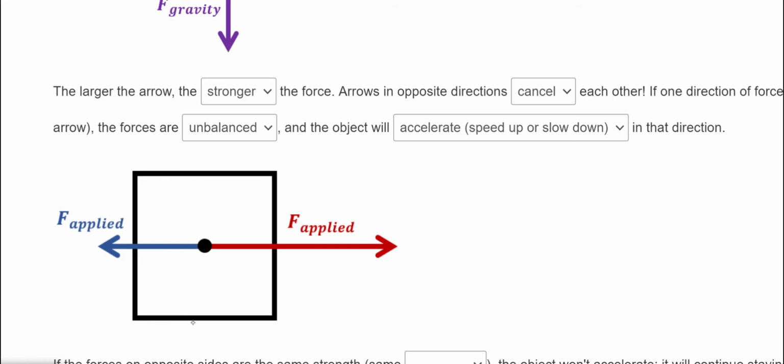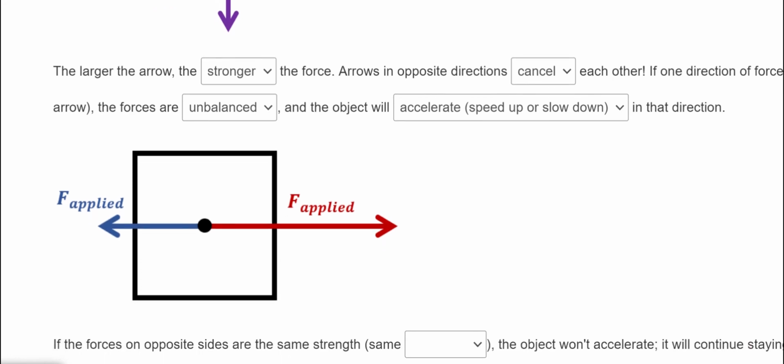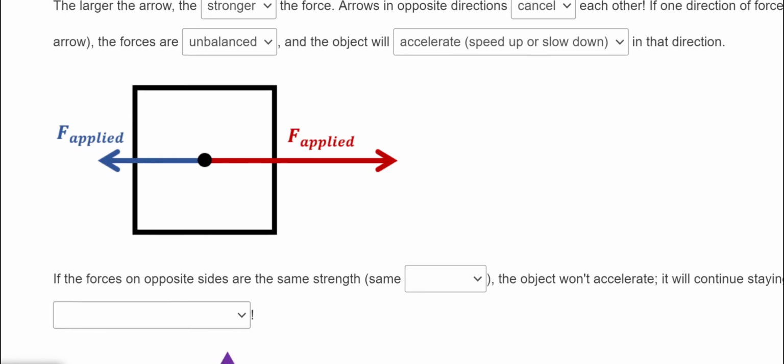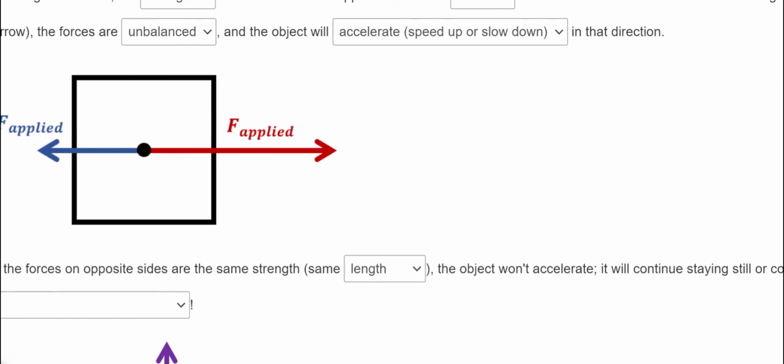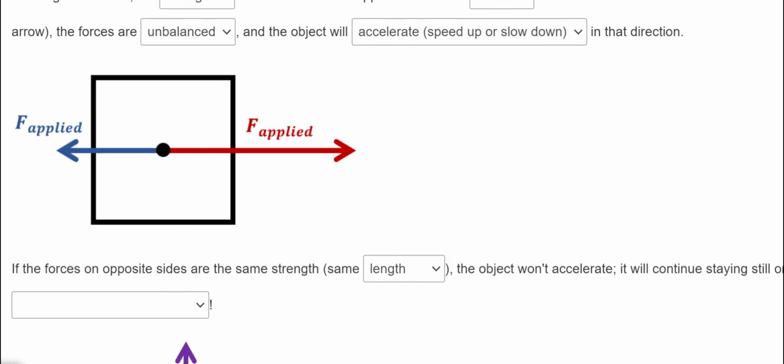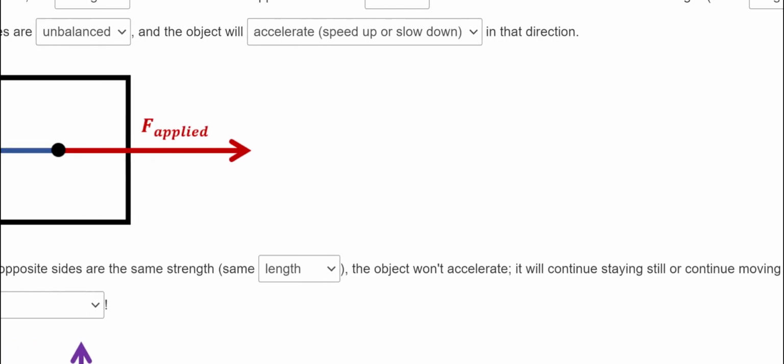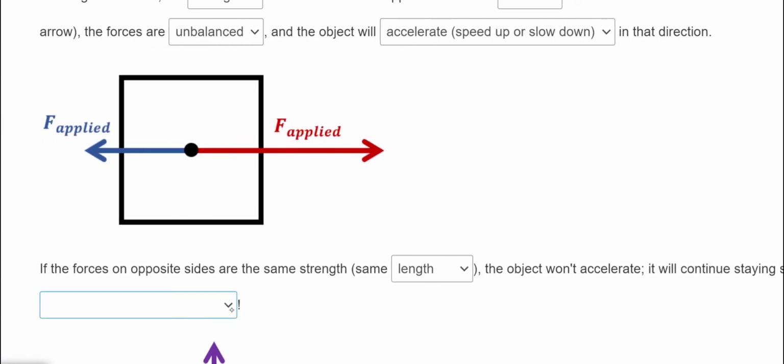Okay, you can tell it's not on a surface. It's not already moving. There's no little speed lines coming out of it, no yellow triangles. So it starts still, and then it starts moving towards the right, towards that stronger force. Okay, if forces on opposite sides are the same strength, in other words, the same length, the object won't accelerate, because we call those balanced forces. The forces are balanced instead of unbalanced. Instead, it's going to continue staying still, or it's going to continue moving at a constant speed.